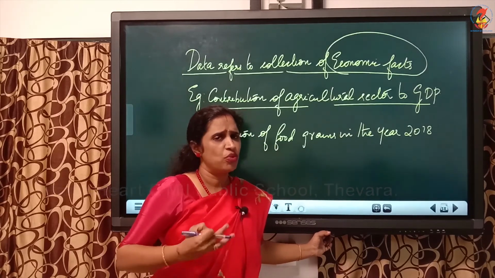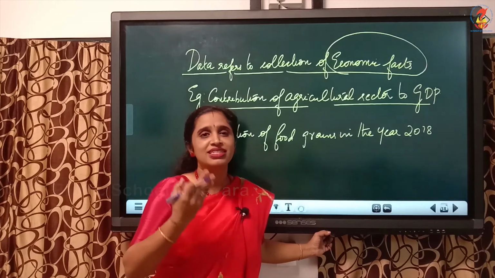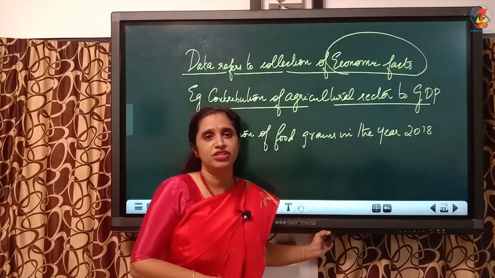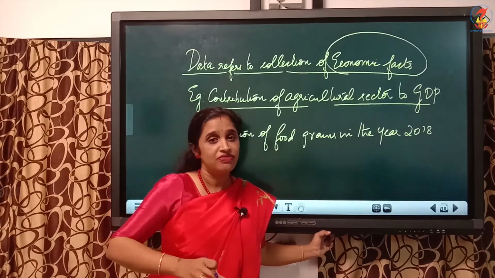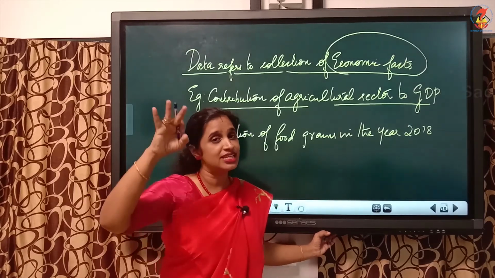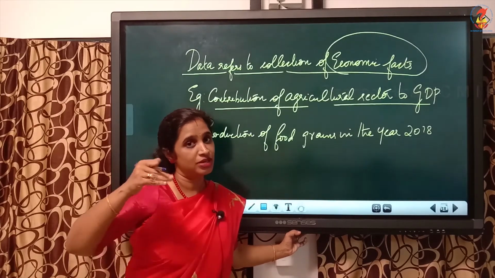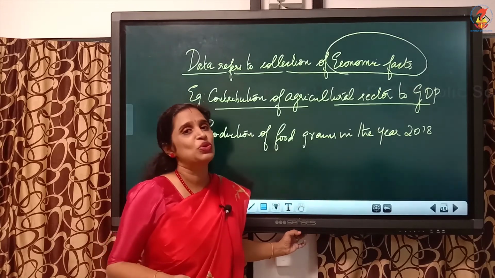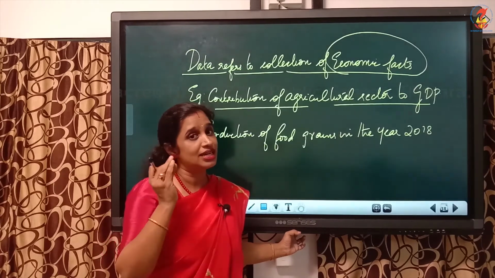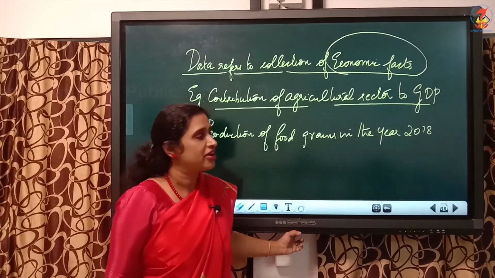Now if you want to study the contribution of the agricultural sector to GDP for the past 3 years, collect the data regarding how much the agricultural sector has contributed to the GDP of our country. So we can see the ups and downs. If the statistical data is there, it is very easy for a clear understanding. If there are downs, if the performance is very low, the government can find a solution to increase the performance of the agricultural sector. So statistical data is the collection of economic facts. Data refers to economic facts.